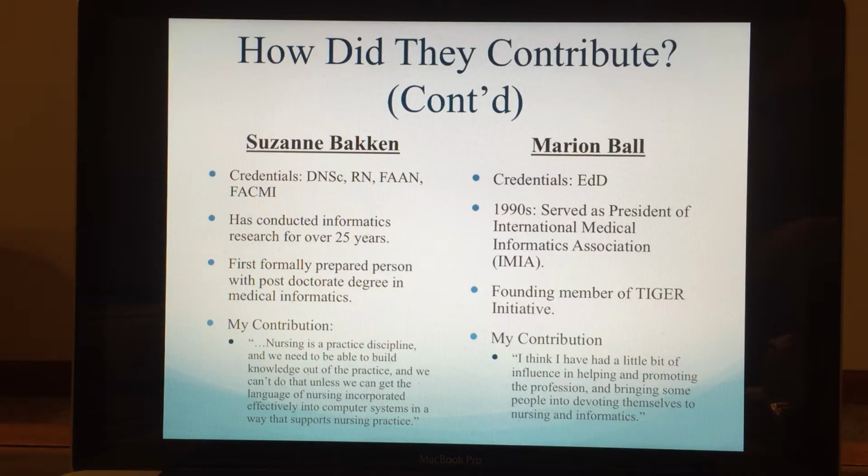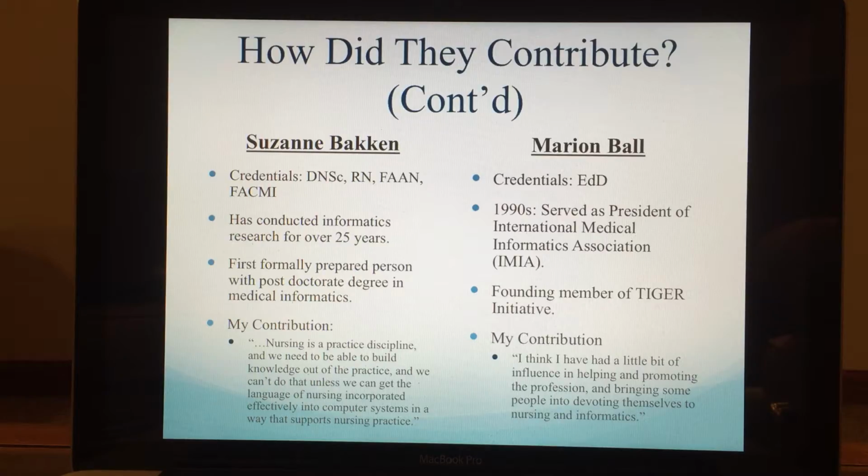Like Suzanne, Marion Ball received a doctor's degree. However, instead of receiving it in nursing science, her primary focus was in education. In the 1990s, Marion simultaneously served as president of the International Medical Informatics Association, or IMIA, while promoting nursing informatics groups. She is also a founding member of the TIGER Initiative. TIGER stands for Technology Informatics Guiding Education Reform.